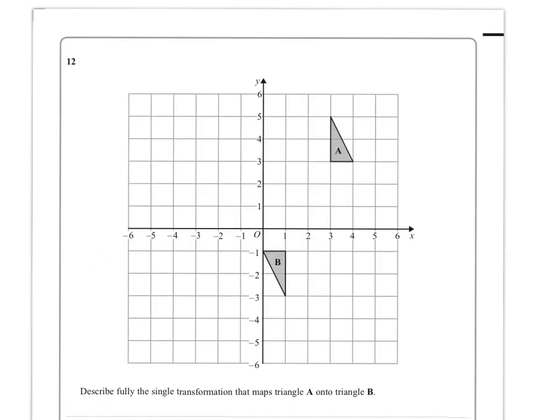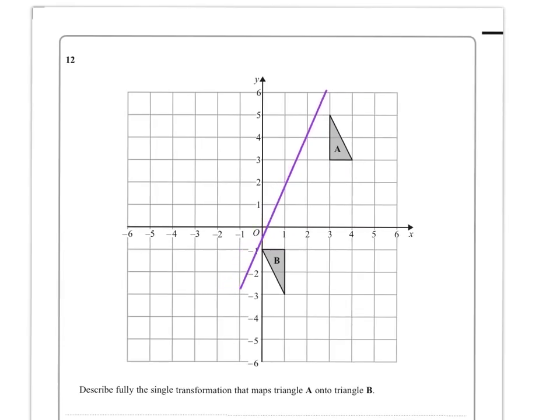Okay? Well, this question's not quite easy to do with the equipment I have, but I'll give it a try. It says, describe fully the single transformation that maps triangle A onto triangle B. So I think the first thing I would try and look at is to join up corresponding vertices. Now all I mean is just try and join up corresponding points here. So let's have a look. So there's one line going through here. So that point here would correspond to that point here.